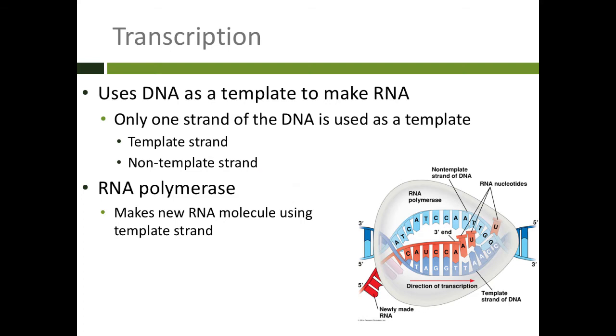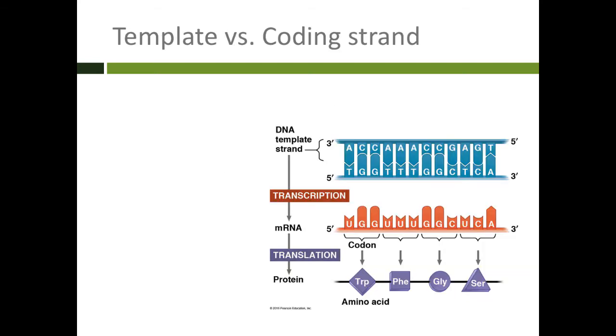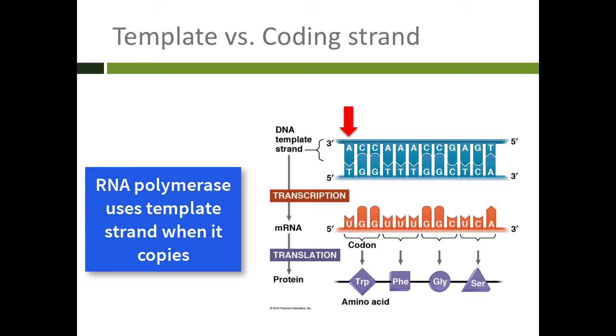RNA polymerase uses the template strand to synthesize the new RNA molecule. The other strand is called the coding strand. If we go back to this graphic, you can see the two blue strands of DNA. Imagine they are pulled apart, and RNA polymerase starts making a copy. The top strand is the template strand, so RNA polymerase will move along, allowing the correct bases to pair and catalyzing the bonds between the nucleotides.